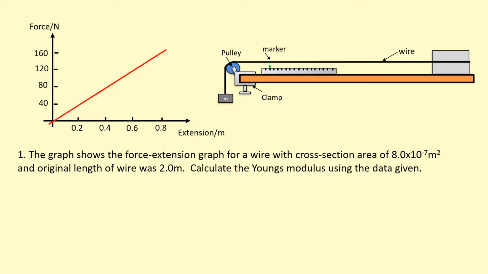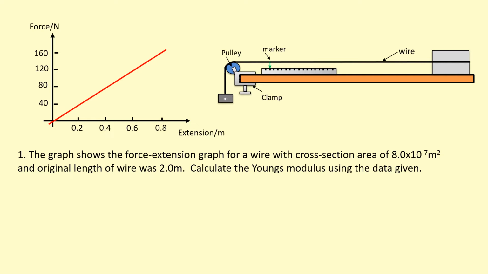In this example, we're trying to calculate Young's modulus as well, but instead of stress against strain, we've got force against extension. So this graph alone won't be enough to calculate Young's modulus. We also need to measure the diameter of the wire and use that to figure out the cross-section area, which we're given here, 8 times 10 to the power minus 7 meters squared. We would also need to measure the original length of the wire.